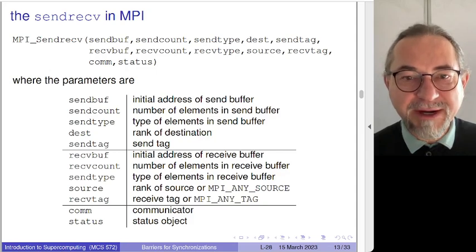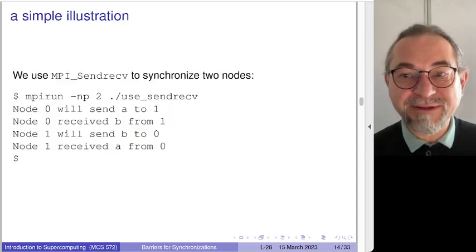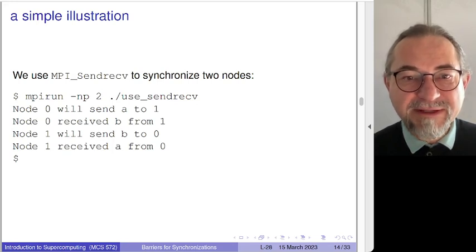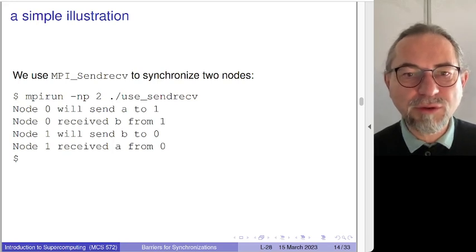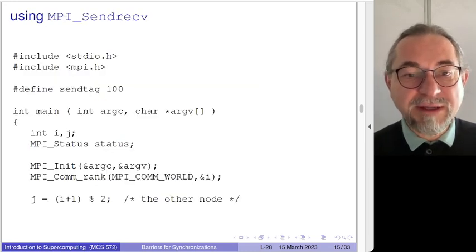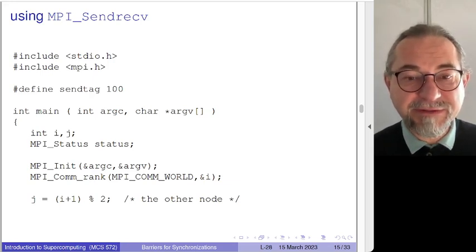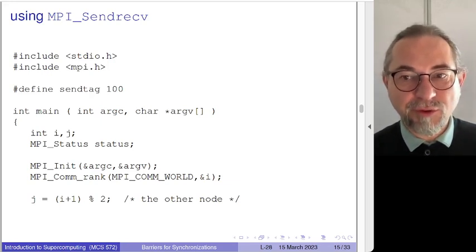Okay, let's put this into practice. I defined one very simple send and receive between 2 processors. They send each a character. So how does this work? Well, we have the standard initialization. So every node sends to every other node. So we have the process ID, and we compute the destination for the other node.